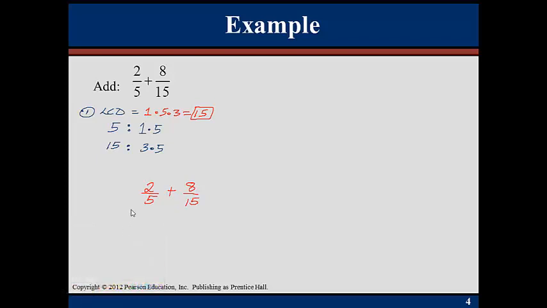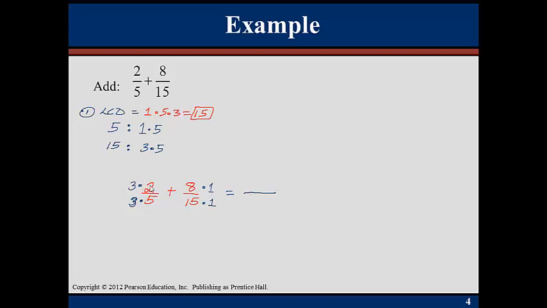Now step 2 says that the denominators have to become the LCD. So the LCD is 15. Right now the first denominator is a 5. So what can we multiply the 5 by in order to make it a 15? And that would be 3, which means we also are going to multiply the top by 3. So if you multiply the bottom by a number, you must also multiply the top by the same number. For the second denominator, it's already 15, so I can think of it like multiplying by 1. I don't have to make a change.